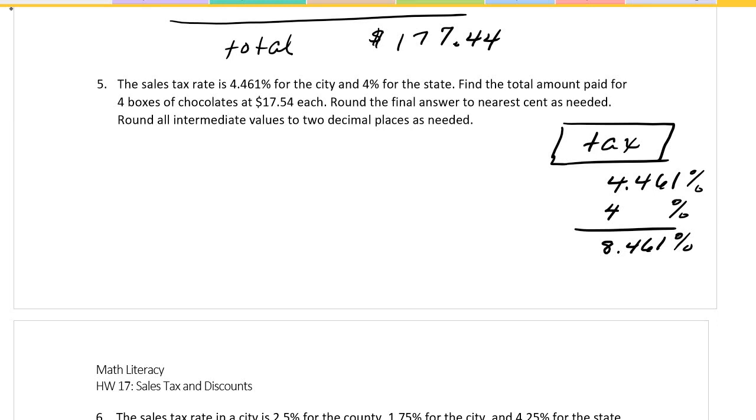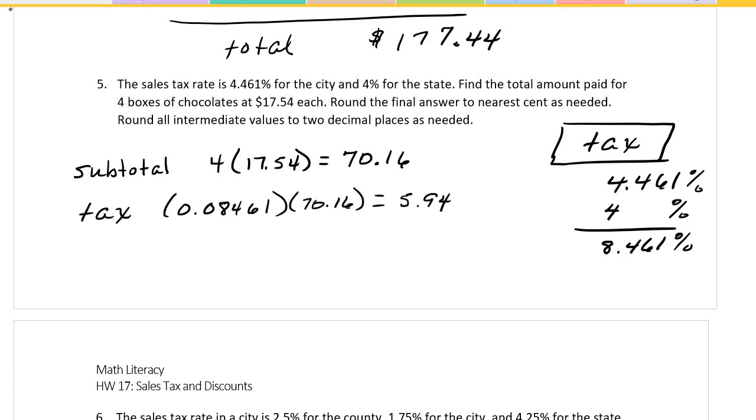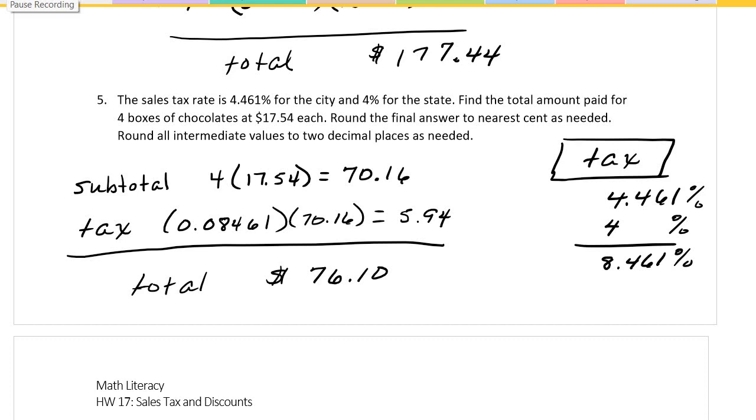Now we need to find the cost of 4 boxes of chocolates. Then we're going to multiply that by 8.461%. Then we add the subtotal and the tax together to get our final total. The total cost is $76.10.